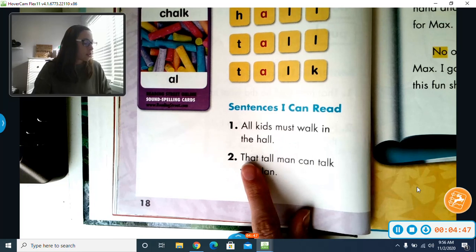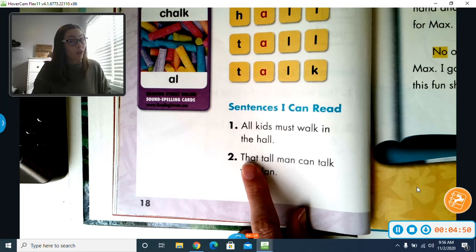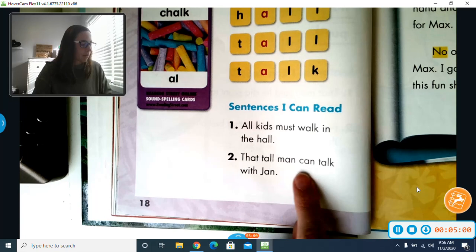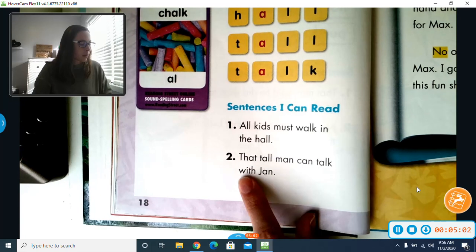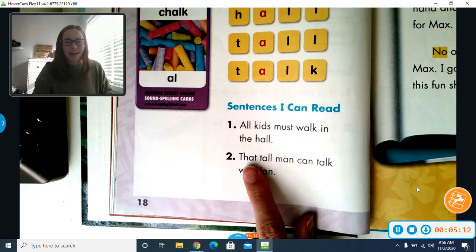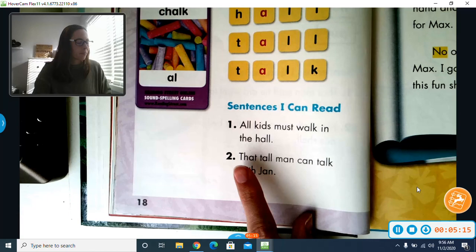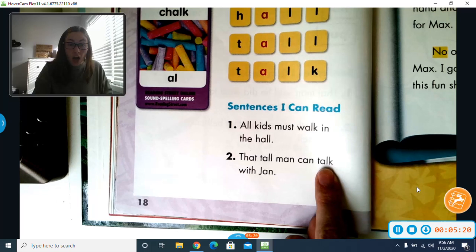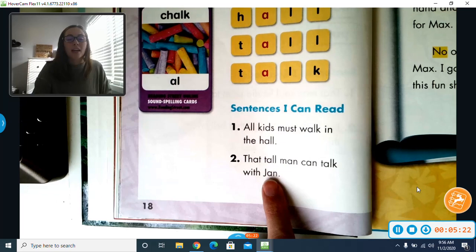Okay, let's try sentence number 2. Remember, keep reading it over and over until I say stop. Okay, that way you're ready to sound super smooth when you're reading. Ready? Go ahead and stop. All right, let's try it out, starting with that. Here we go. That tall man can talk, good, with Jan.